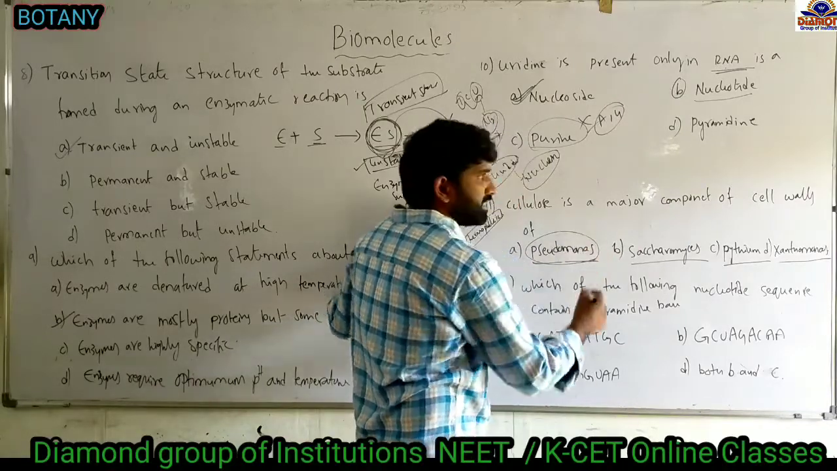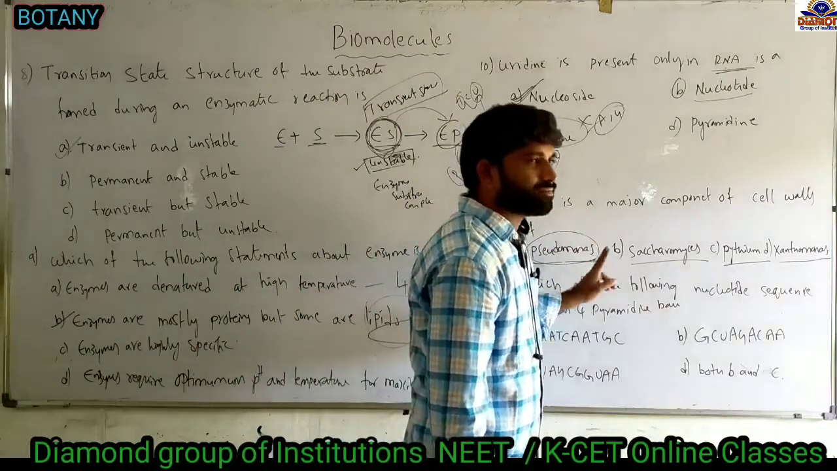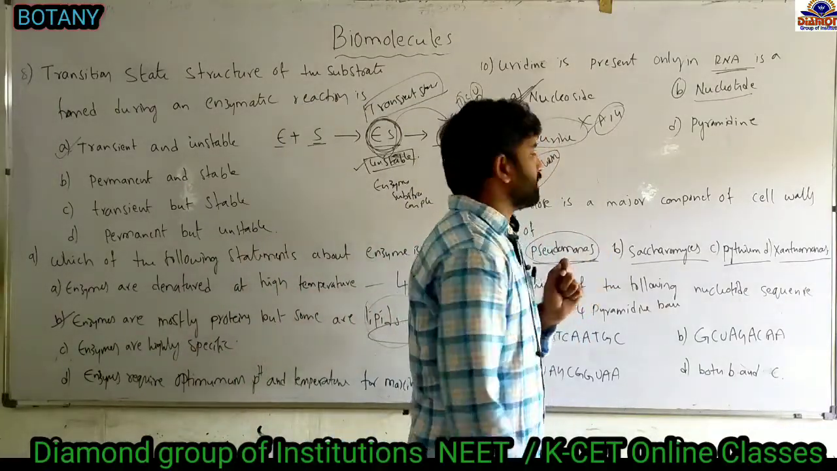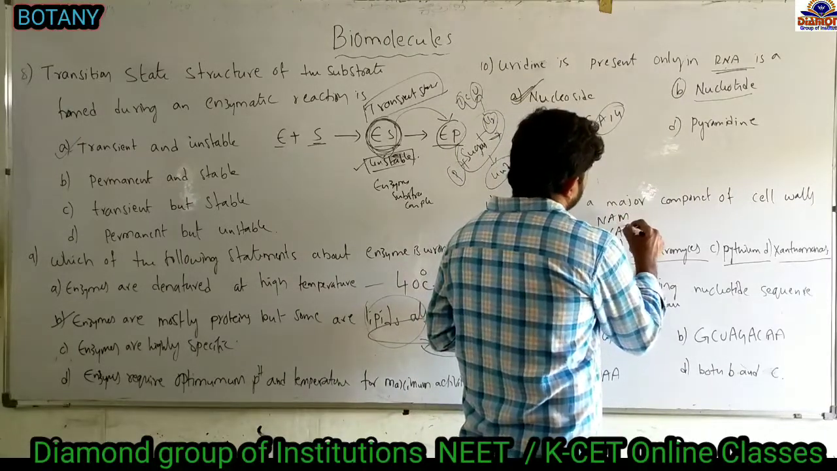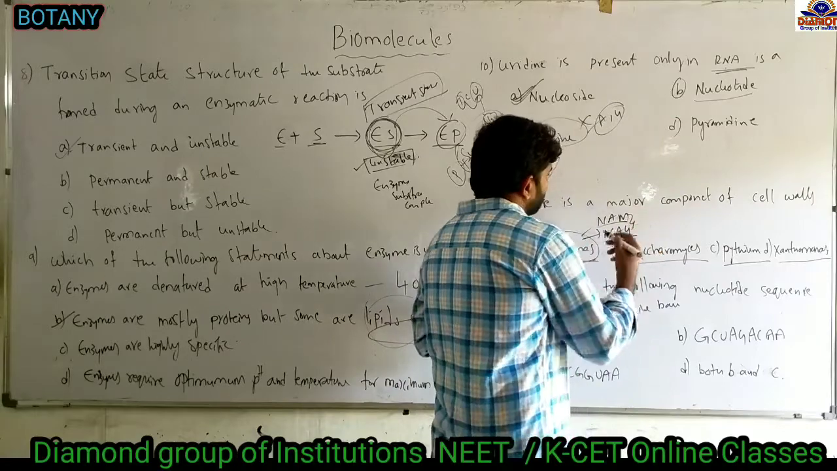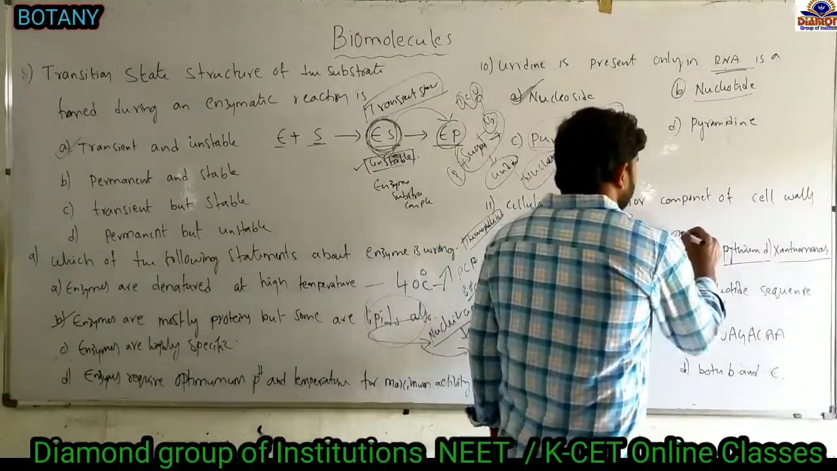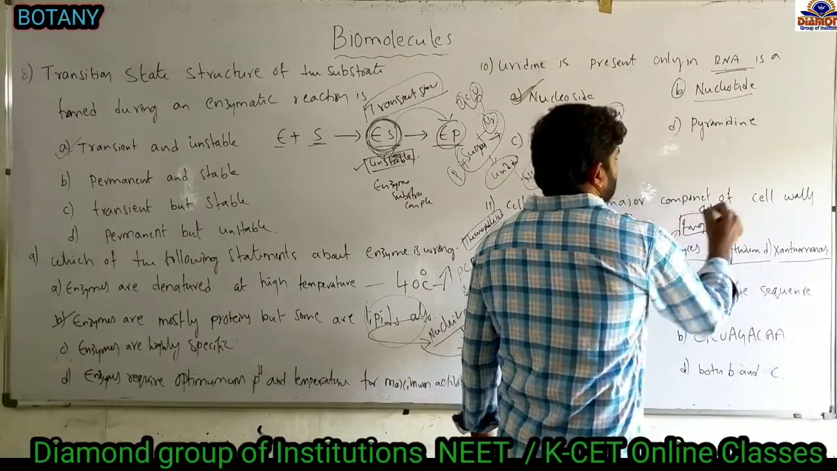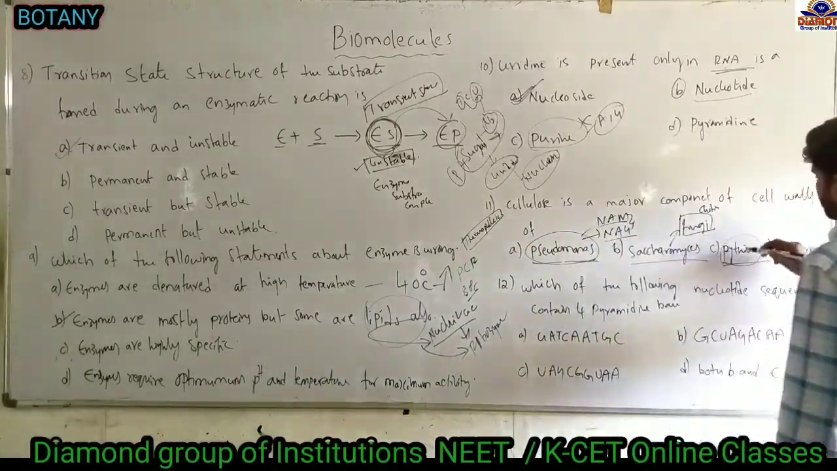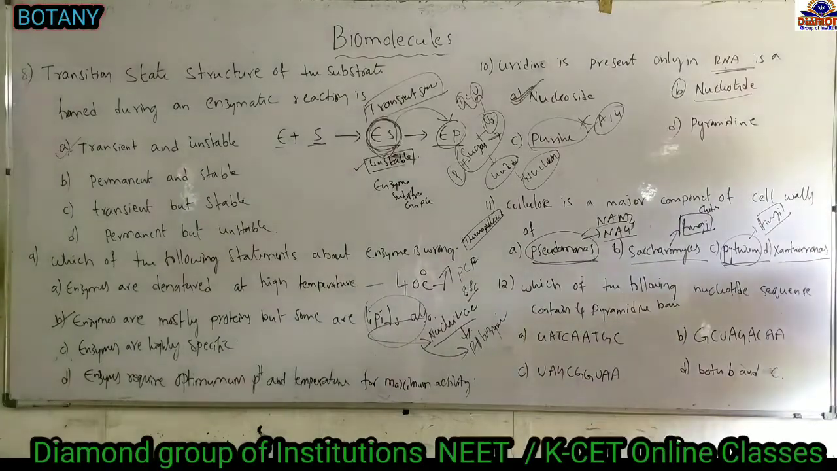Option A, Pseudomonas. Pseudomonas is a bacteria. Bacterial cell wall is made up of NAM and NAG, N-acetyl muramic acid and N-acetyl glucosamine. So the bacterial cell wall does not contain cellulose. And Saccharomyces is a fungus. The fungal cell wall is made up of chitin. And Pythium also is a fungus, but one of the fungi excluding chitin in its cell wall.